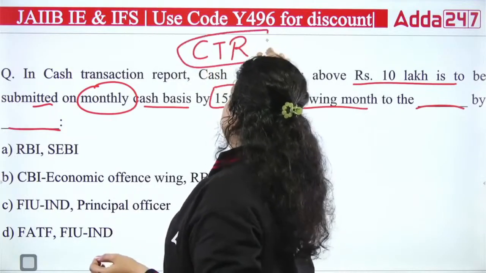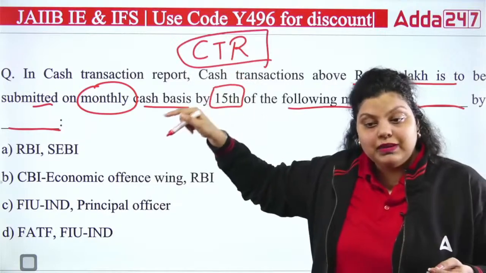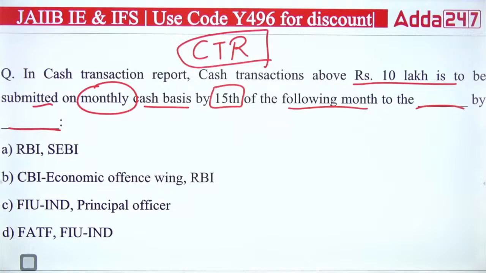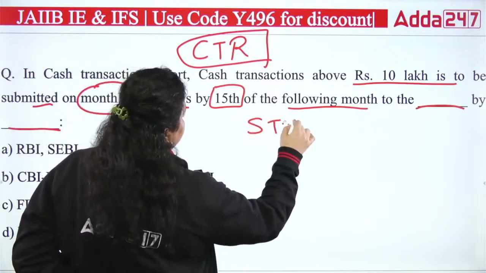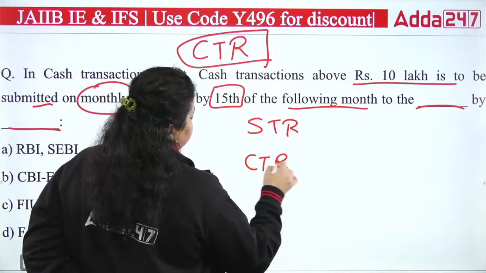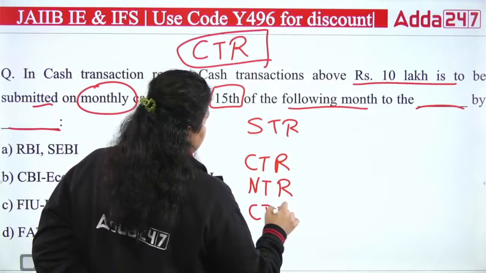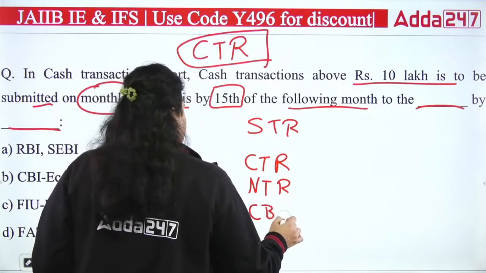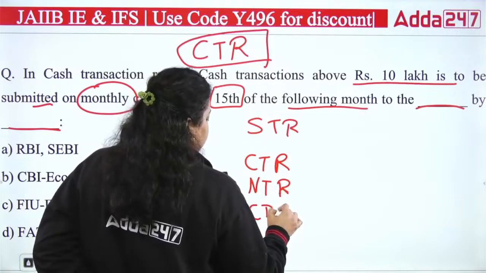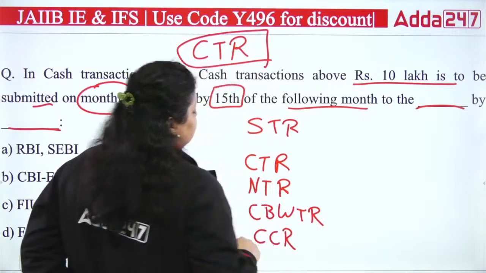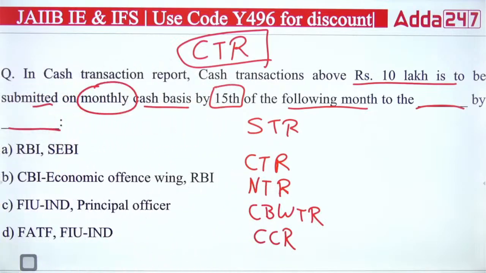report. Okay, it has to be submitted, and this will be submitted by whom to whom, that is what we are asking about, like who will submit this particular report and to whom it will be submitted. So we have certain reports: suspicious transaction report, cash transaction report, non-profit organization transaction report, cross-border wire transaction report, okay, and counterfeit currency report. So these are the certain reports that we have in the banking sector.